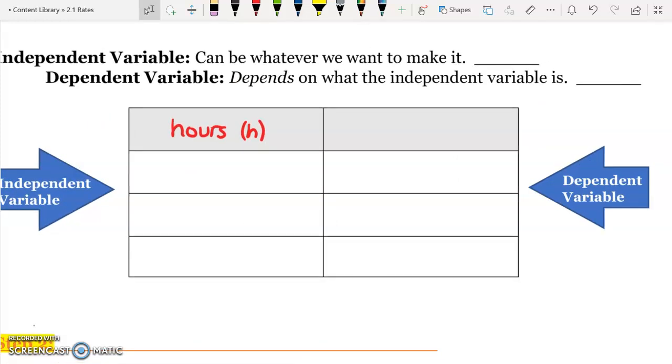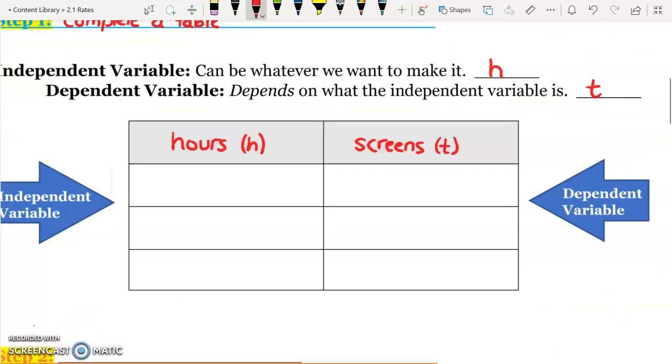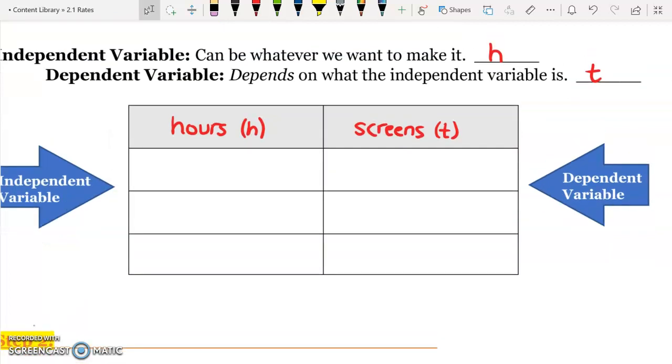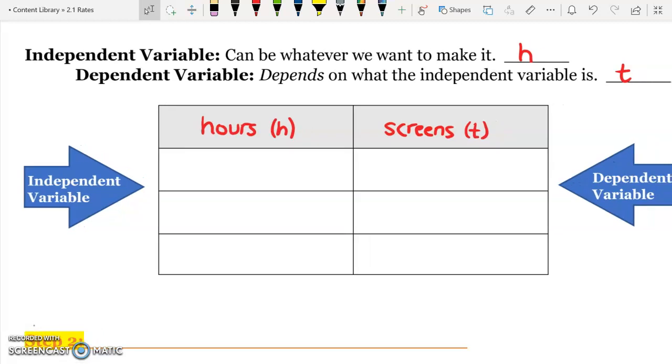The reason the number of screens that they can do, our variable t, is the dependent variable is because that depends on the number of hours that he's working. If he works 2 hours, they told us he can do 5 screens. We are going to continue our table by starting with that value. Again, I think the most difficult thing in this type of problem is deciding which is the dependent and which is the independent variable. So we'll continue to practice that.